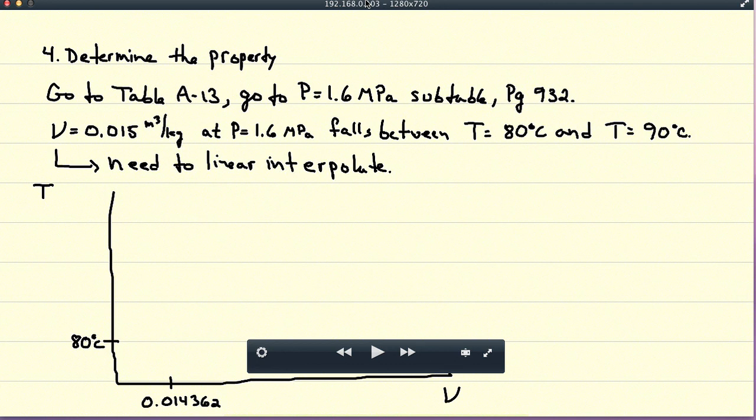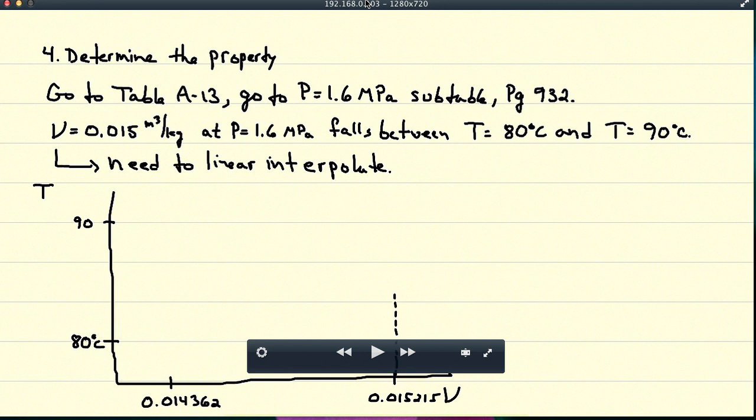Likewise, I know that at a temperature of 90 degrees Celsius, my specific volume is equal to, and again, I'm getting these values from the table, from table A13, 0.015215. Okay? So that creates 2 points in the plane for me, right?